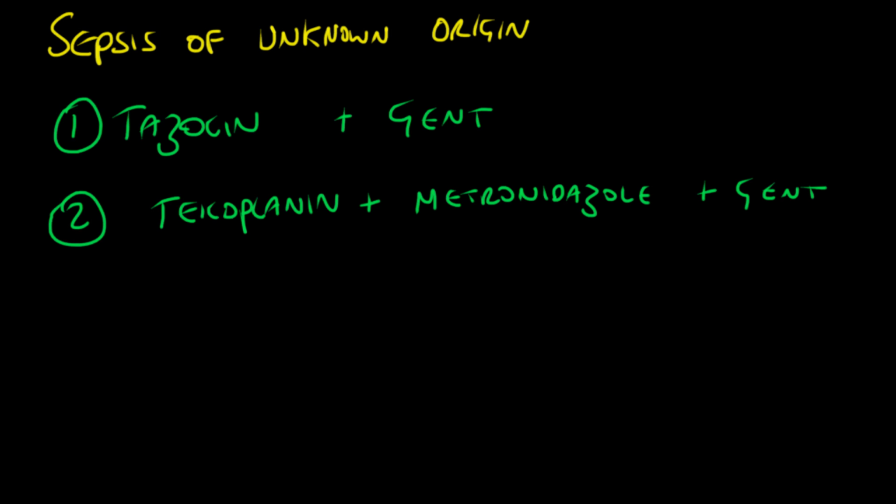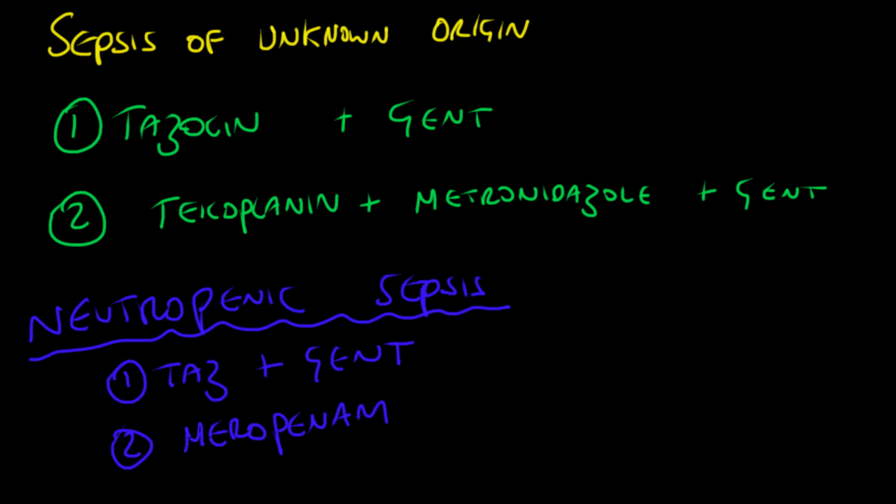The next consideration in these patients is whether they are neutropenic. If you're considering neutropenic sepsis, you would cover them with tazocin and gent, which is the same as sepsis of unknown origin. As a second line, you might want to try meropenem at its maximal dose. Probably the best way to use meropenem in the first instance is 1 gram TDS IV, but that can be escalated to 2 grams. At this stage, you'd be speaking to senior people, and if the person was very sick, you'd be speaking to a hematologist.